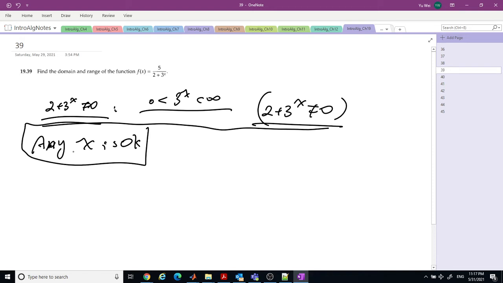Then what's the range? Now you can see 2 plus 3 to the x. 3 to the x can approach 0 but is never 0, and it's less than infinity. So f(x) should be greater than 0 and less than 5/2.